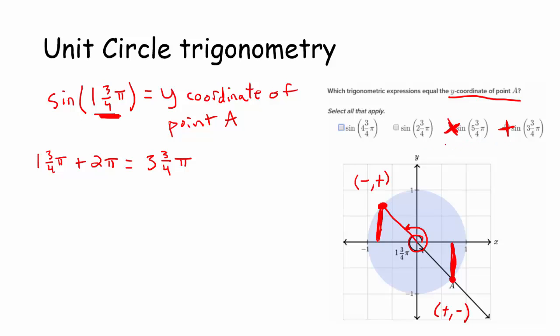These questions are really tricky because you have to think of angles that are coterminal to the angles you're given, and you really have to think about the geometry of the unit circle.